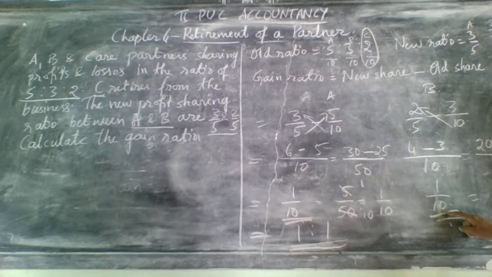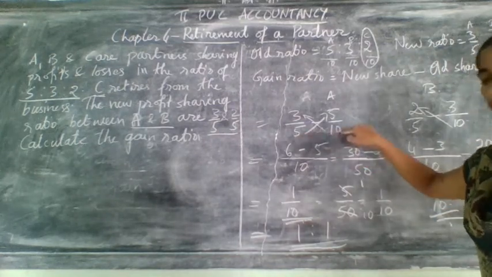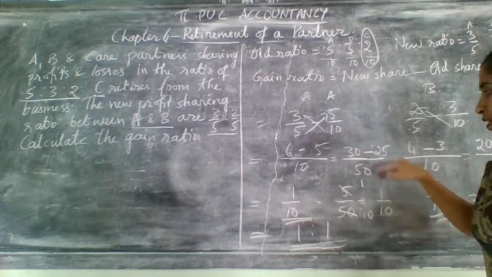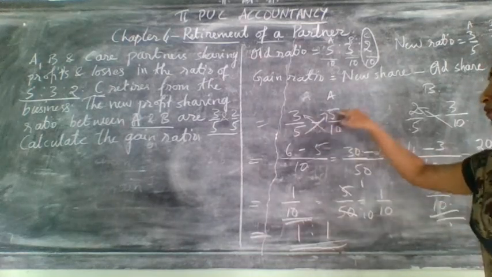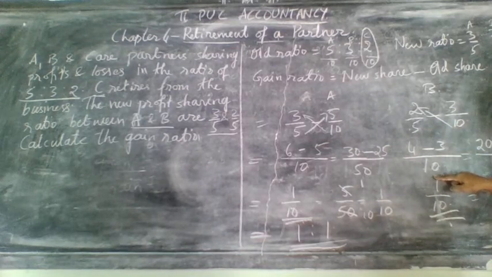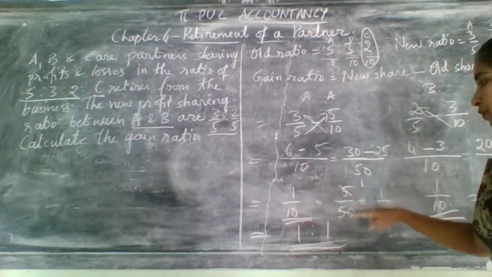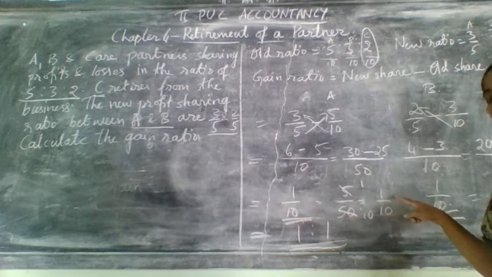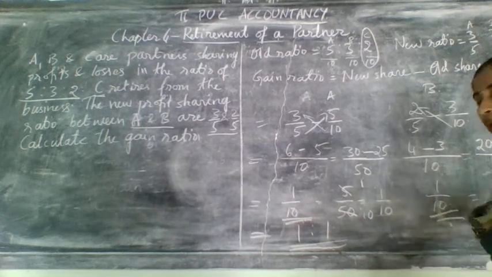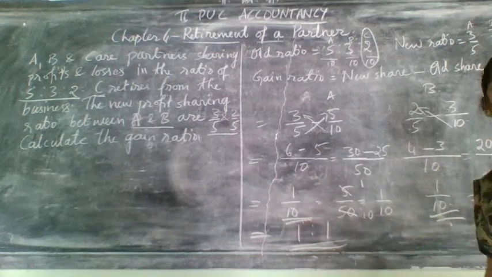But if you do cross multiplication, then first denominator into denominator, 5 tens are 50, 10 threes are 30, 5 fives are 25. And here again 5 tens are 50, 10 twos are 20, 5 threes are 15. So 20 minus 15 will come 5 by 50. Here 30 minus 25 will come 5 by 50. If you do the simplification, again you will get 1 by 10 and 1 by 10. Finally, the gain ratio of A and B is 1:1.